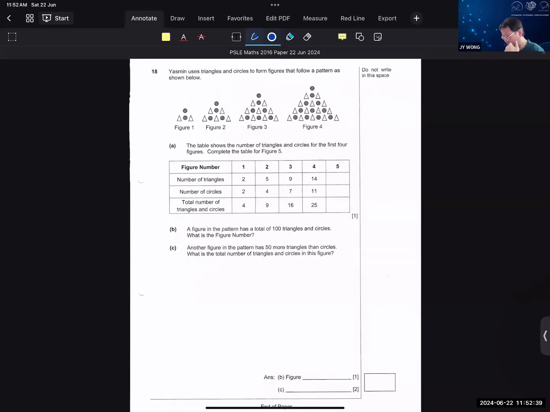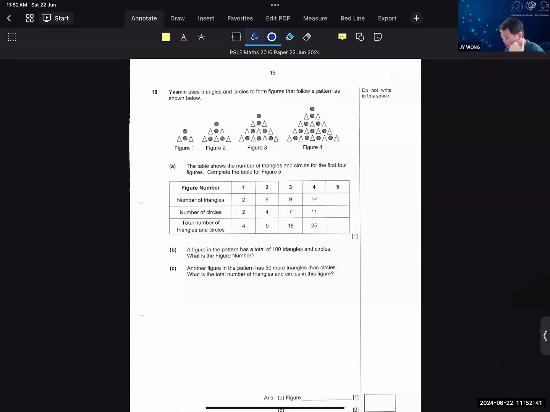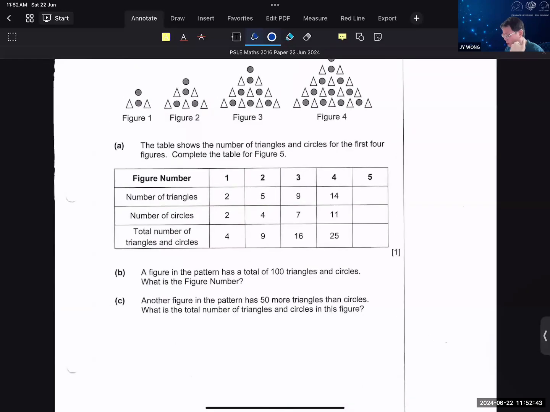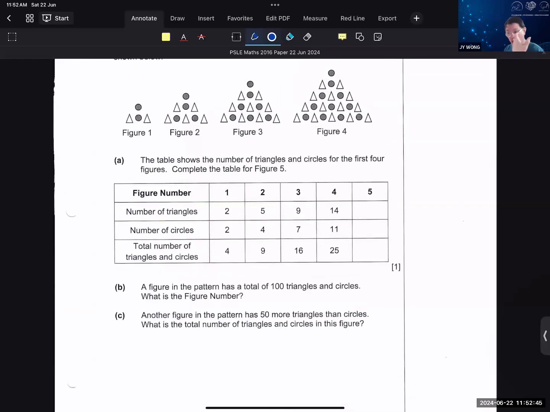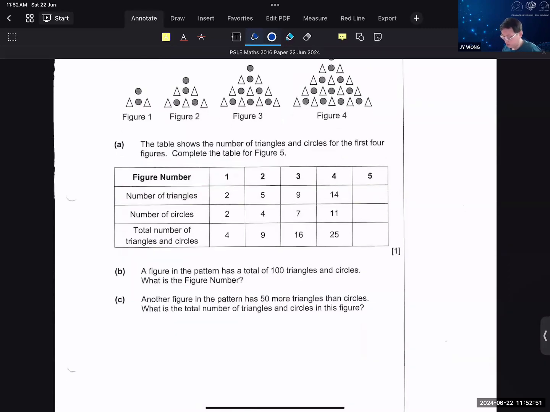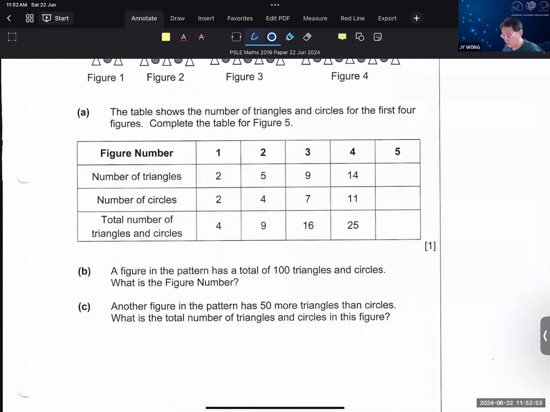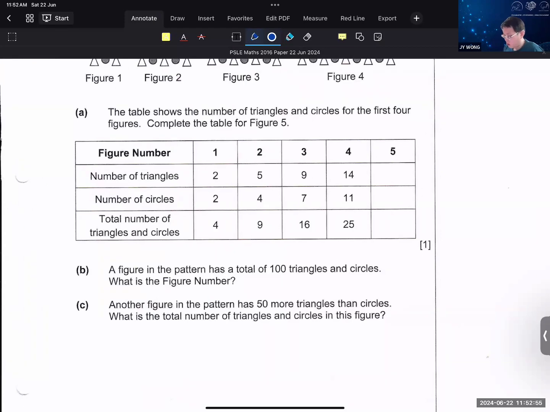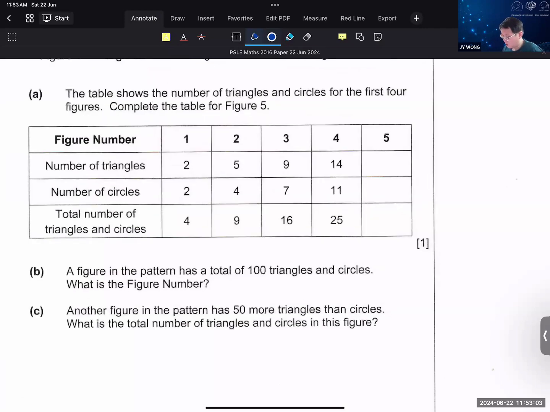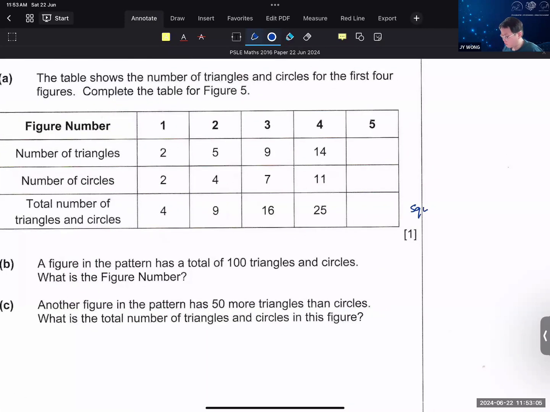Question 18, number pattern. This number pattern question is not that difficult, but you must be able to identify the pattern. What's the first clear pattern that you can see? Total number of triangles and circles. Anytime you see numbers like 4, 9, 16, 25, 36, 49, and so on, what kind of numbers are they? They are your square numbers.